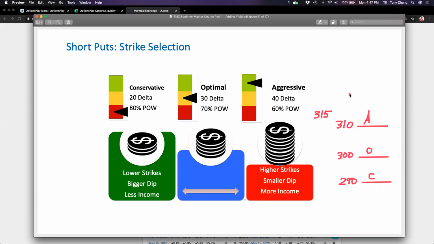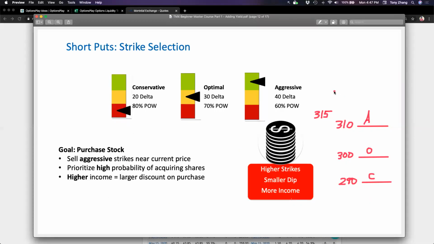This also, I think, is one of the more counterintuitive parts about options trading: we've backtested this, and the answer is the aggressive one. The aggressive one. And the reason for this is because think about why you're selling a put option. You're selling a put option because you want to own the stock. So what should you do? Number one, you should prioritize a high probability of acquiring these shares. Generally speaking, you want to pick strike prices that are relatively close to the current price that give you a high probability of owning that stock, so that if the stock does rally in the future, you participate in it.